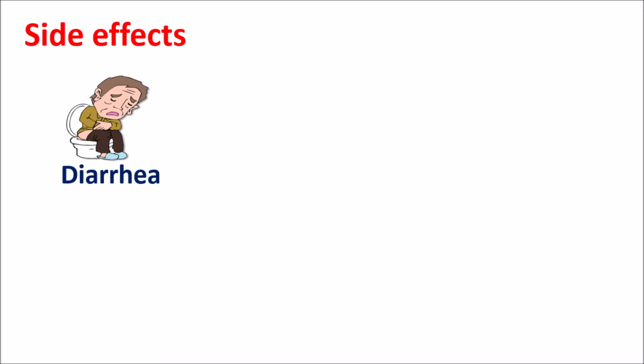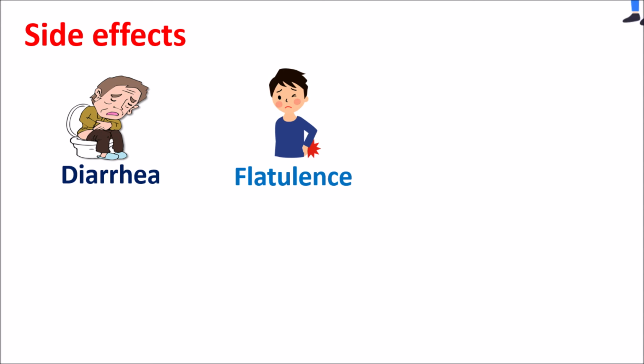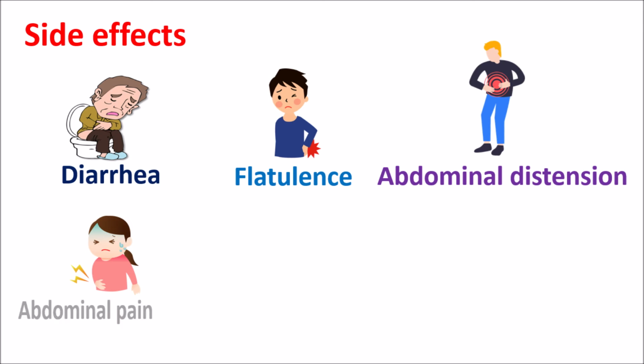Now let us see the side effects of linaclotide. One of the important side effects of this medication is the induction of diarrhea. If diarrhea is mild, it is not a significant problem. But in case of severe diarrhea, the patient should be rehydrated and therapy may be stopped temporarily. Similarly, it can also produce other side effects like flatulence, abdominal distension, abdominal pain. Even it can produce headache.